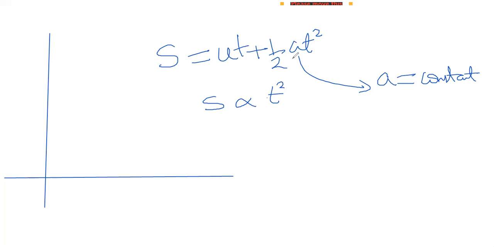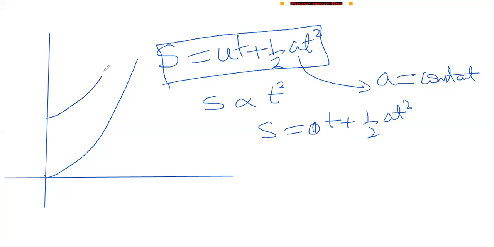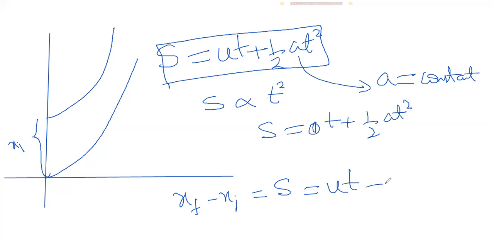It doesn't start from 0 plus half at square. If the initial velocity was 0, it would be s equal to half at square, a parabola starting from the origin. But the general equation is s is equal to ut plus half at square. So how will it look? It will look like this. And what is this? This is the initial xi. How do you write s? s is equal to xf minus xi, so s is equal to ut plus half at square.